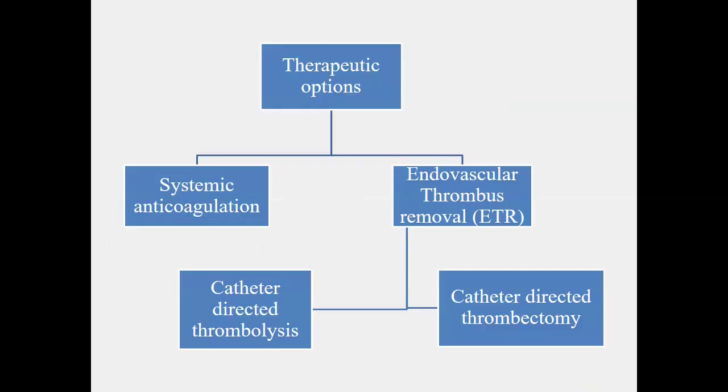So why are we dividing deep vein thrombosis in so many categories? Because in therapeutic options of deep vein thrombosis, we have either systemic anticoagulation or endovascular thrombus removal. In endovascular thrombus removal, we have either catheter-directed thrombolysis, where we inject fibrinolytic agent inside the thrombus through a catheter, or we can macerate and aspirate back the thrombus through a catheter, which is called catheter-directed thrombectomy.